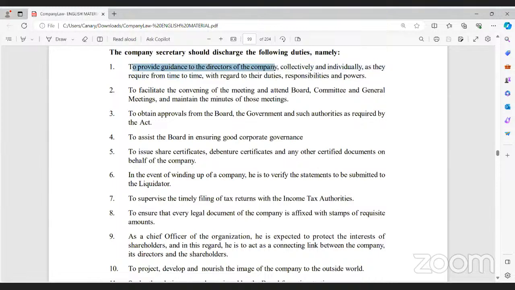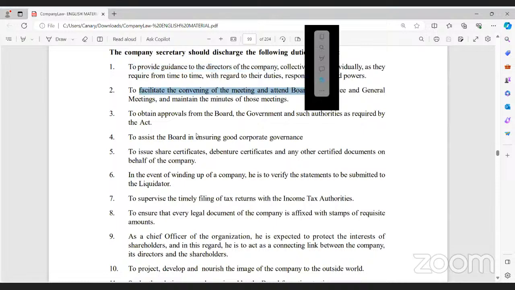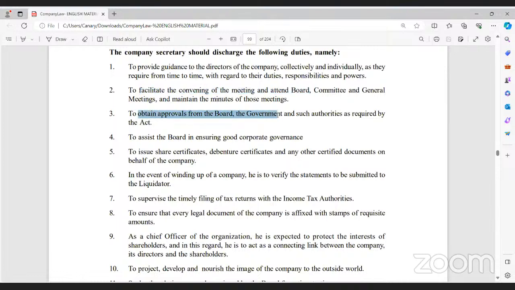Provide guidance to directors of the company, directly, collectively or individually. Next is the facilitator in convening the meetings of the board and shareholders. Has to obtain approval from the board and government for any purpose. Assist the board in this one. Issue the share certificate and debenture certificates.